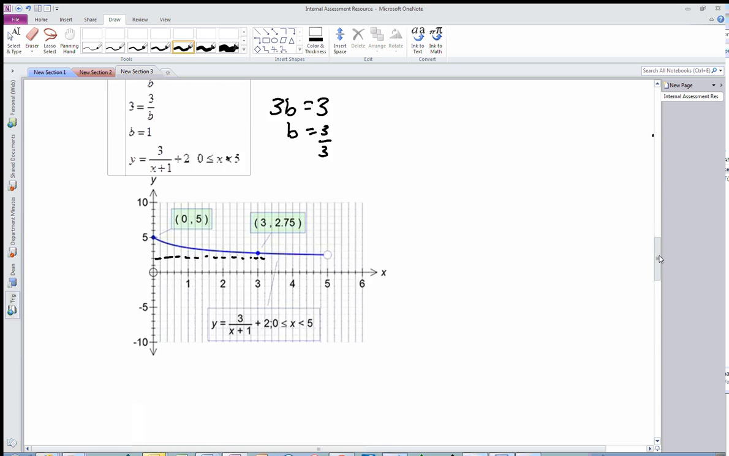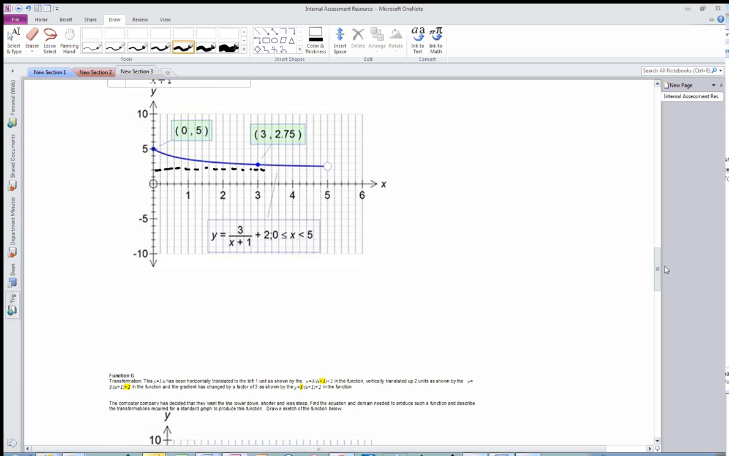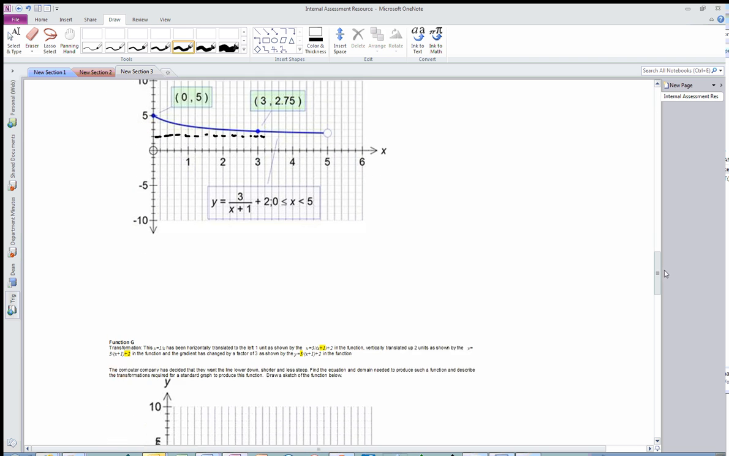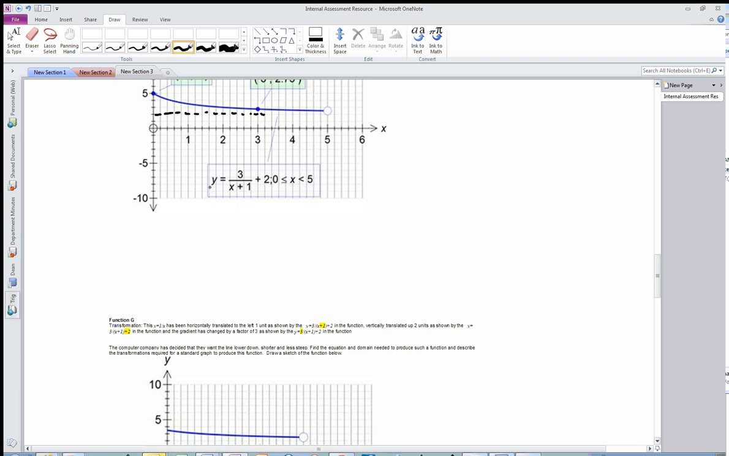The next part that they have to do is describe that transformation, which is quite simple. This is a standard hyperbola with a gradient of 3 that has been translated to the left 1 unit and translated vertically up 2 units.